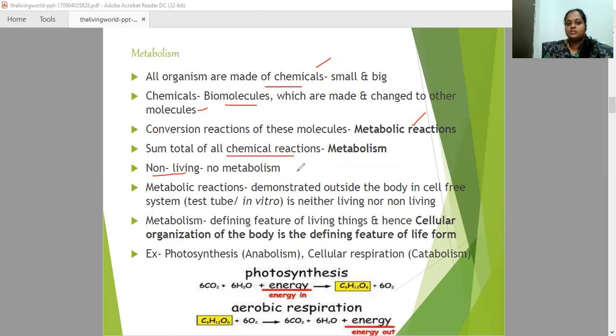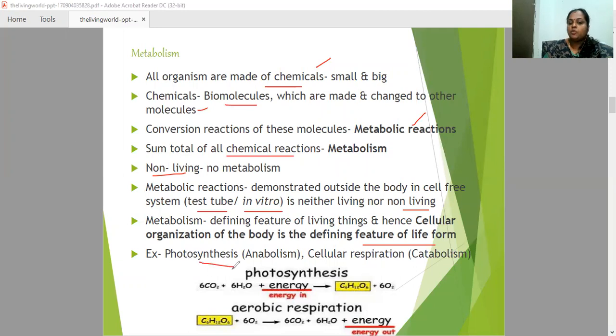Non-living things will not show metabolism. Do you see the sand showing metabolism? Or any mountain showing metabolism? No, right? Yes, non-living things will not show metabolism. A metabolic reaction demonstrated outside the body in a cell-free system, that is in a test tube in vitro, is neither living nor non-living. Metabolism is a defining feature of living things, and cellular organization of the body is the defining feature of living form. It is seen only in living organisms. It cannot be seen in non-living things, right? So it is referred to as a defining property of living things.